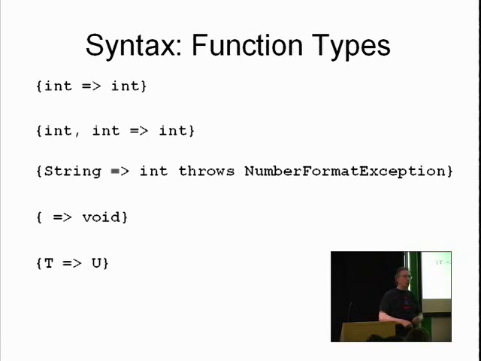Function types are ordinary types. You can take them as arguments. You can return them from methods. You can have variables of function type. You can have a function type that takes a function type as an argument and returns another function type. Basically, anything that you can do with an ordinary type, you can do with a function type.